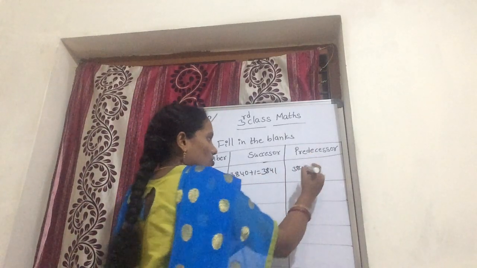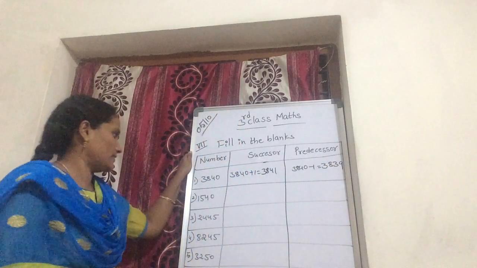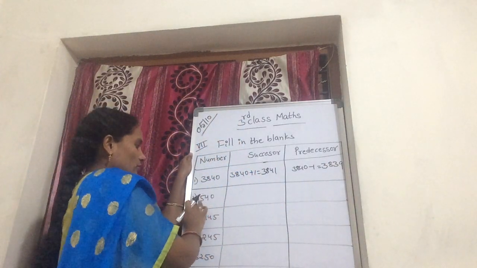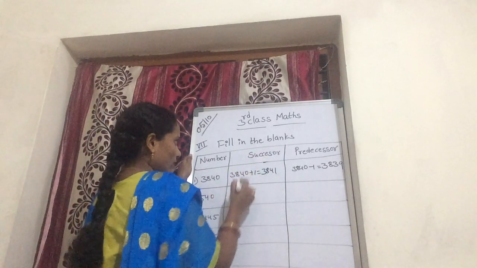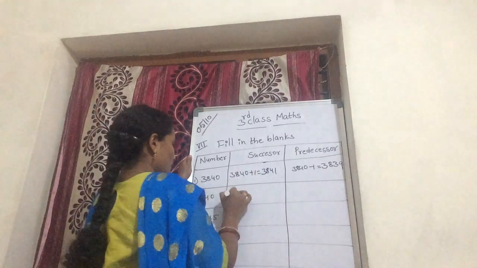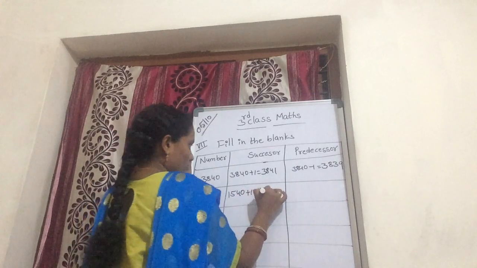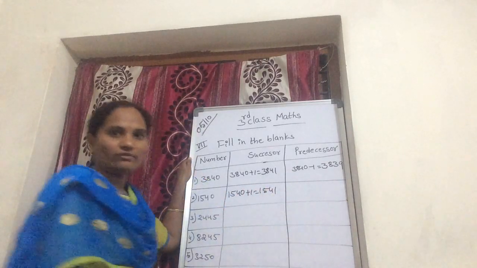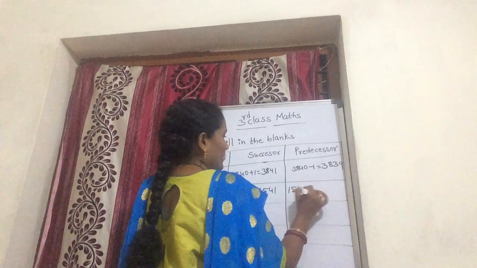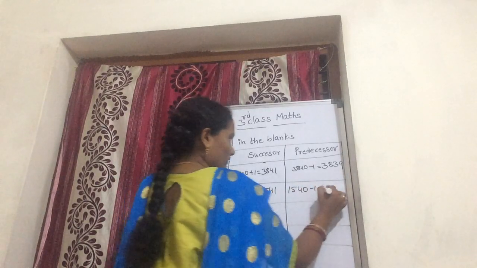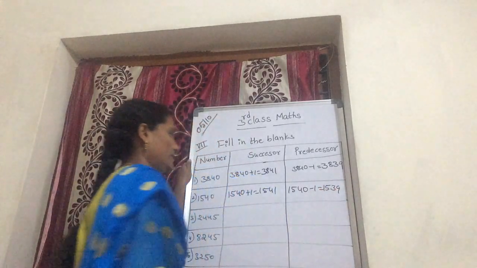3840 minus 1. You get which number? 3839. Okay, children. Now next one, what is our number? 1540. You write both successor and predecessor. First you write successor. 1540 plus 1 is equal to, you get which number? 1541. Okay. Next, predecessor. 1540 minus 1. You get which number? 1539. This is our predecessor.